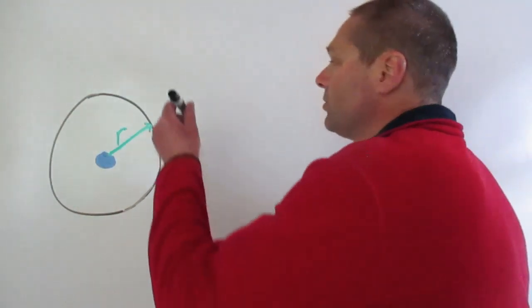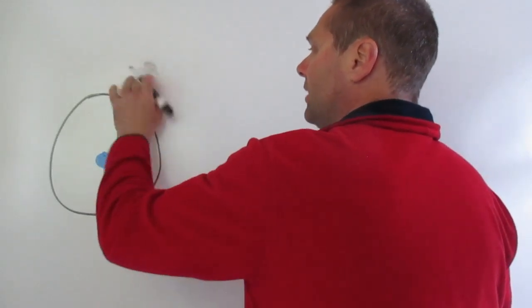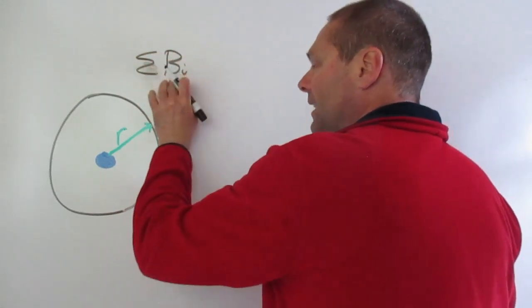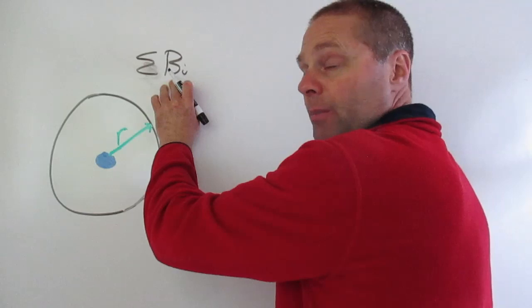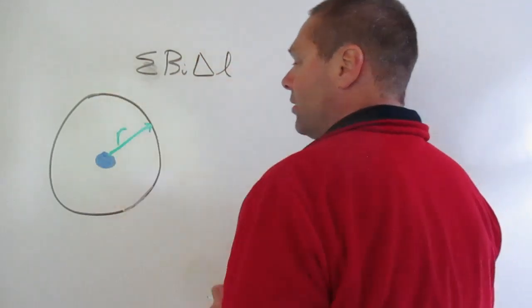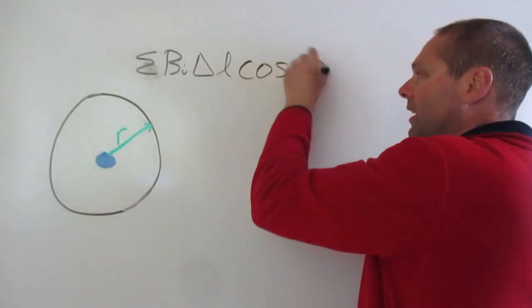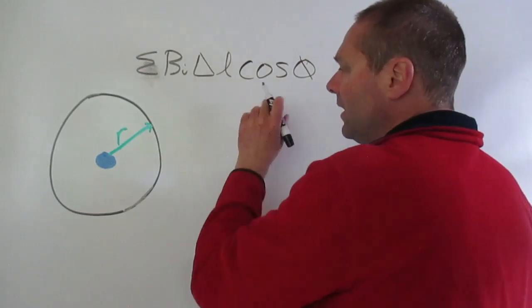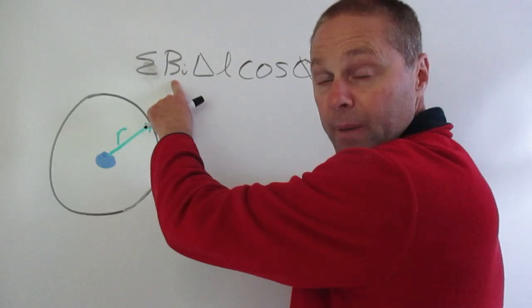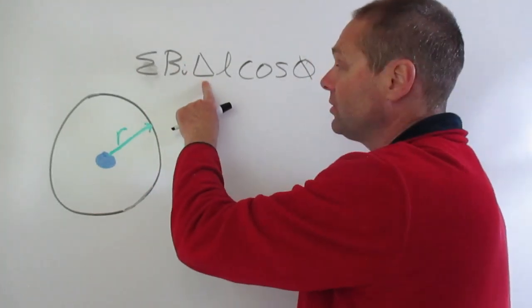So we're going to want to write Ampere's law. And Ampere's law is the summation of the strength of the individual magnetic field of some distance around this circle times the cosine of phi. Now the angle phi is going to be the angle between the magnetic field and the length that we choose.